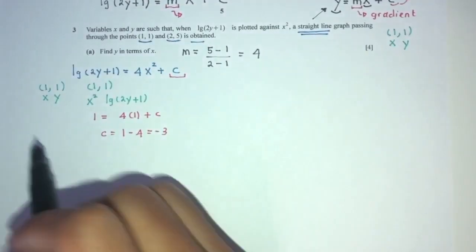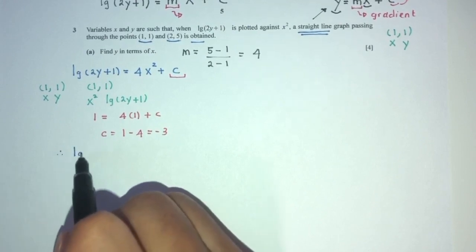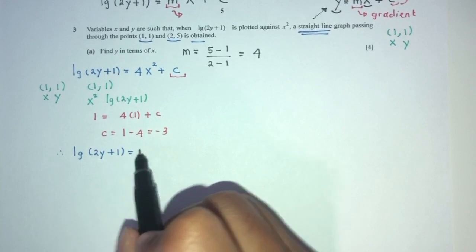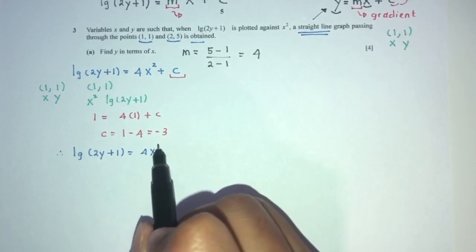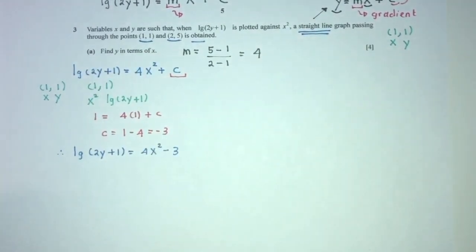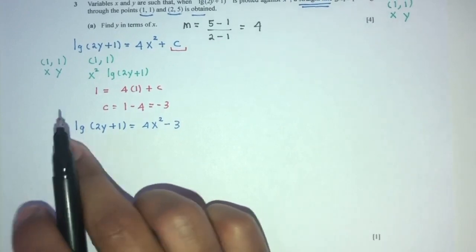So for now we have what? The log of 2y plus 1 is equal to 4x squared minus 3. So that's what we have for now. Now we don't have any missing values. We just have to express y in terms of x. We have to make y the subject of the formula. Now, of course, we do have to know a few rules of logarithms. For example, here, what is this?